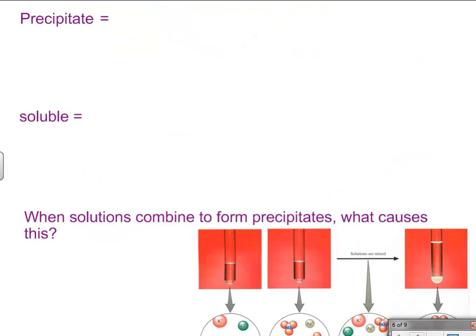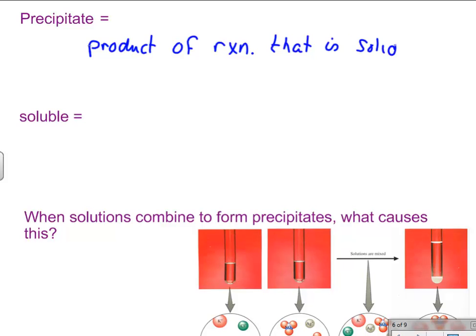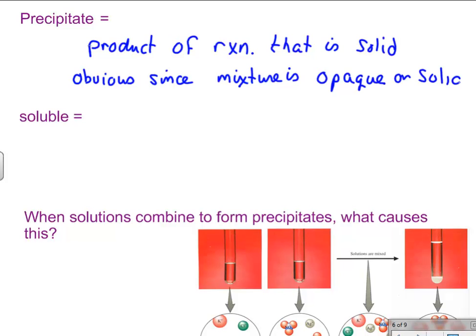So a couple of definitions here. A precipitate is a product, and it's a product of a chemical reaction. How do I know I have a precipitate? My reaction container becomes cloudy, indicating that there are very tiny solid particles present, or I see solid on the bottom. So the precipitate is the solid product formed. Obvious because the reaction container now is no longer transparent, but it's cloudy, opaque, or has solid on the bottom.